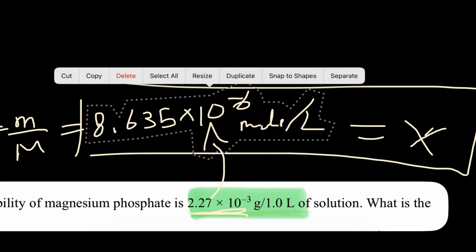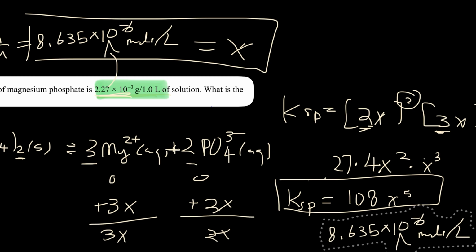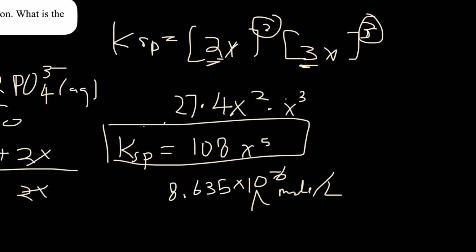Assuming my iPad doesn't freeze. Okay. Just put in your x in here, and then you add a power of 5. And lastly, multiply by 108. It is so much more simple.